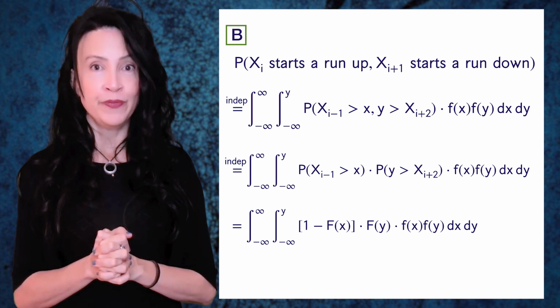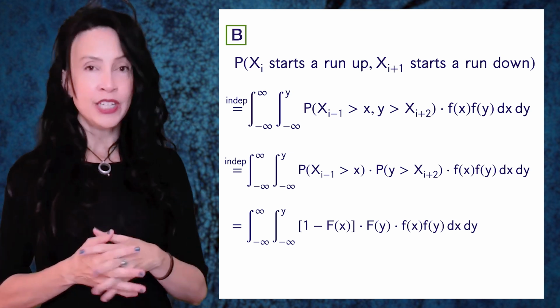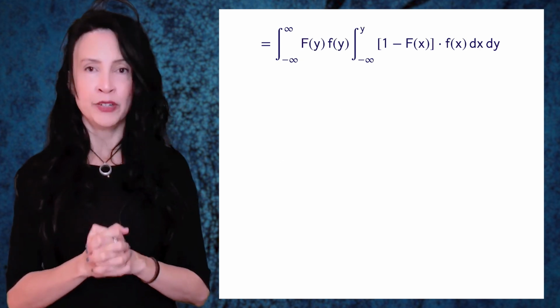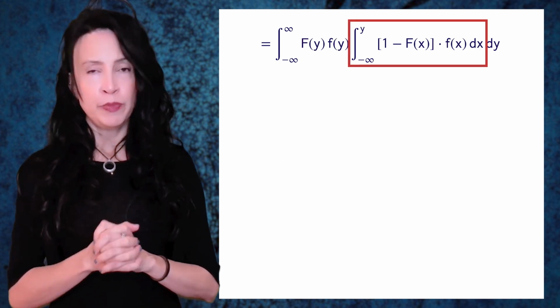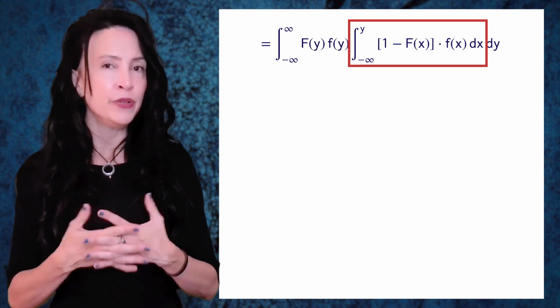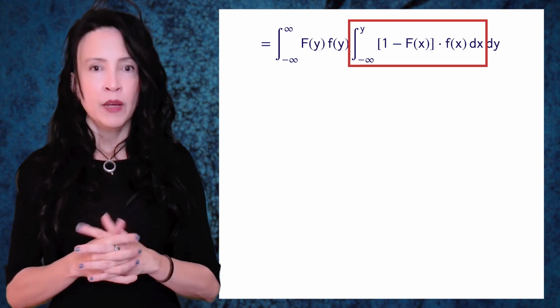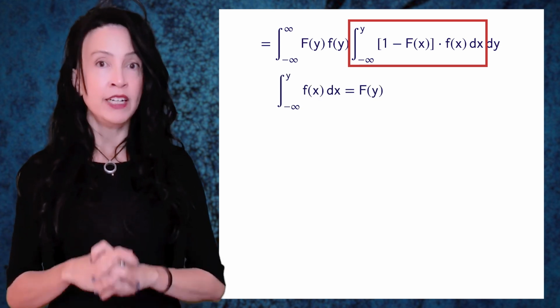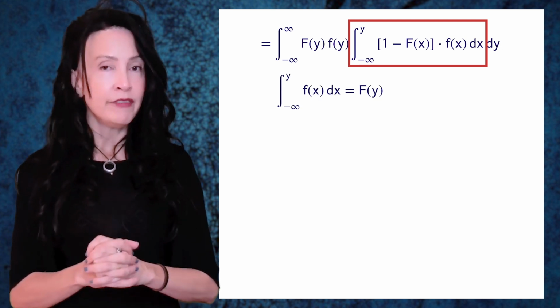My x integral is first, so I'm going to pull the y stuff outside of the x integral, and let's consider this part. I'm going to multiply this across. You don't have to do that. You can do a different kind of u substitution, but I'm going to multiply this across. The first integral is going to be the integral from minus infinity to y of little f of x dx.